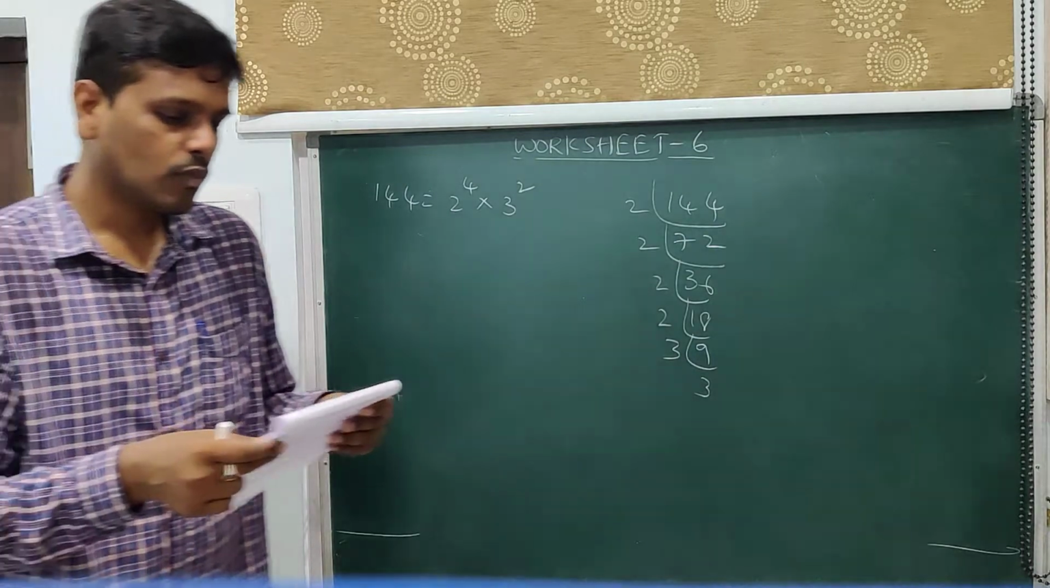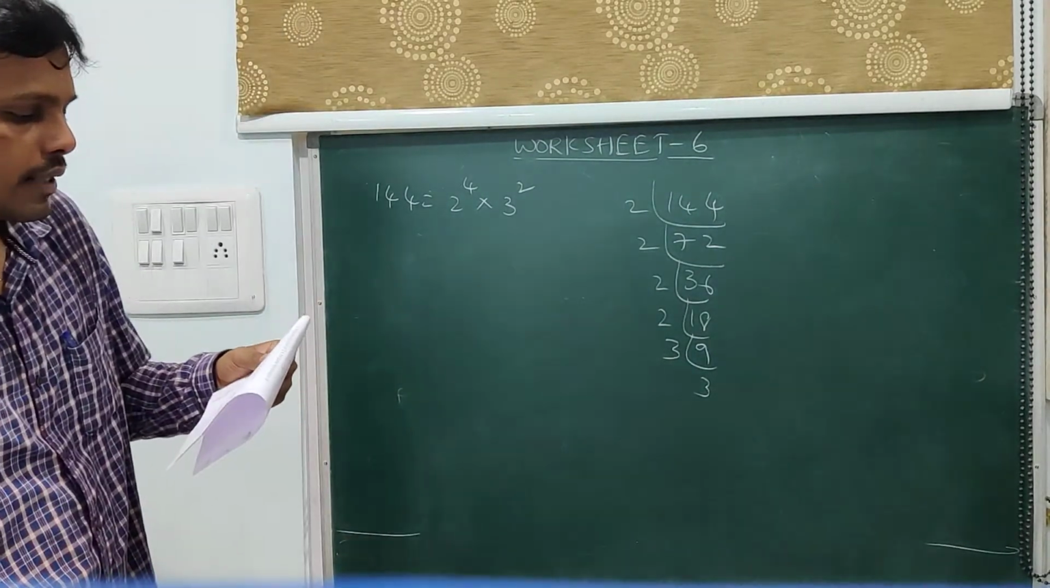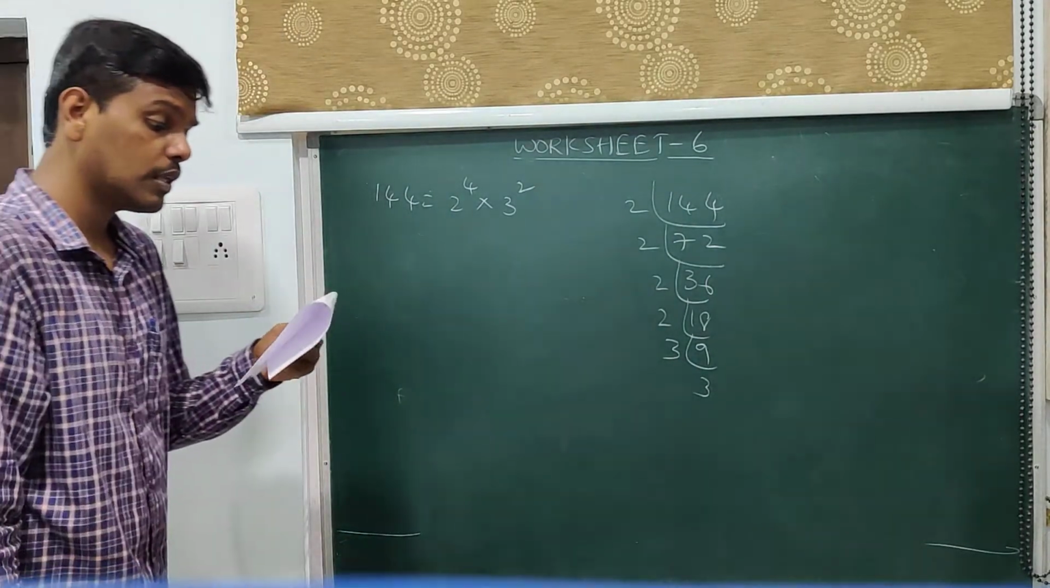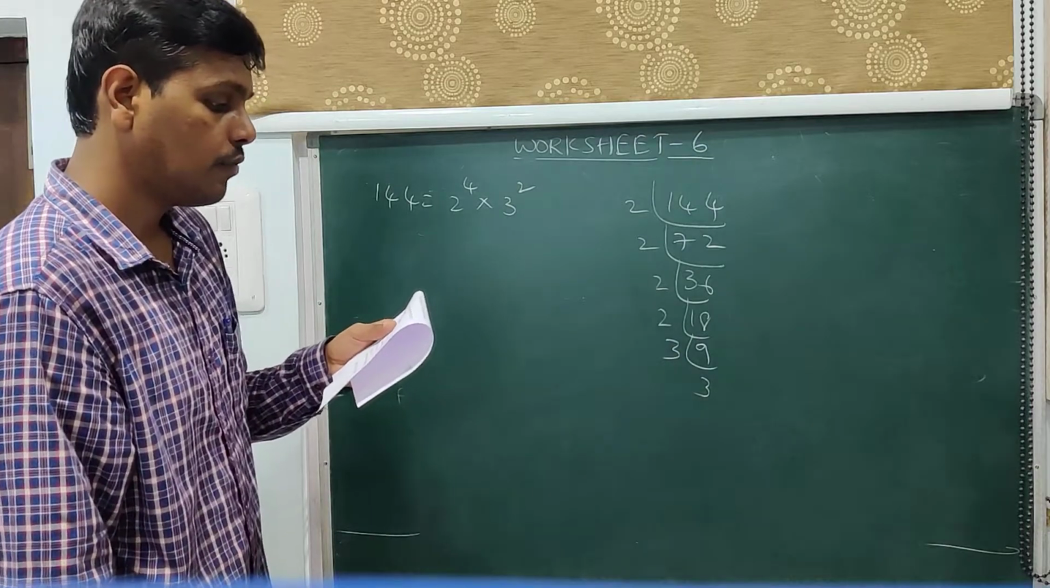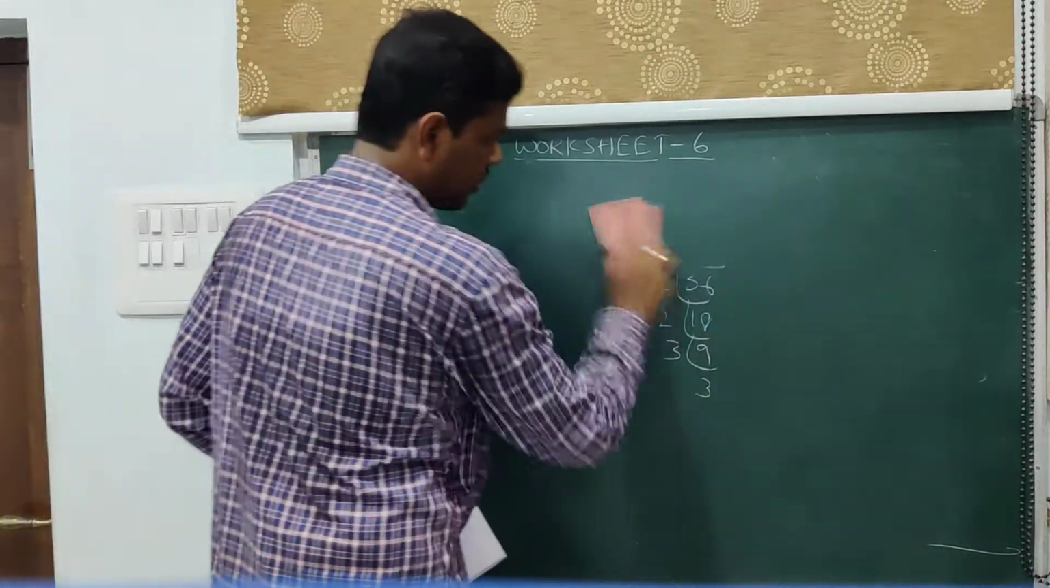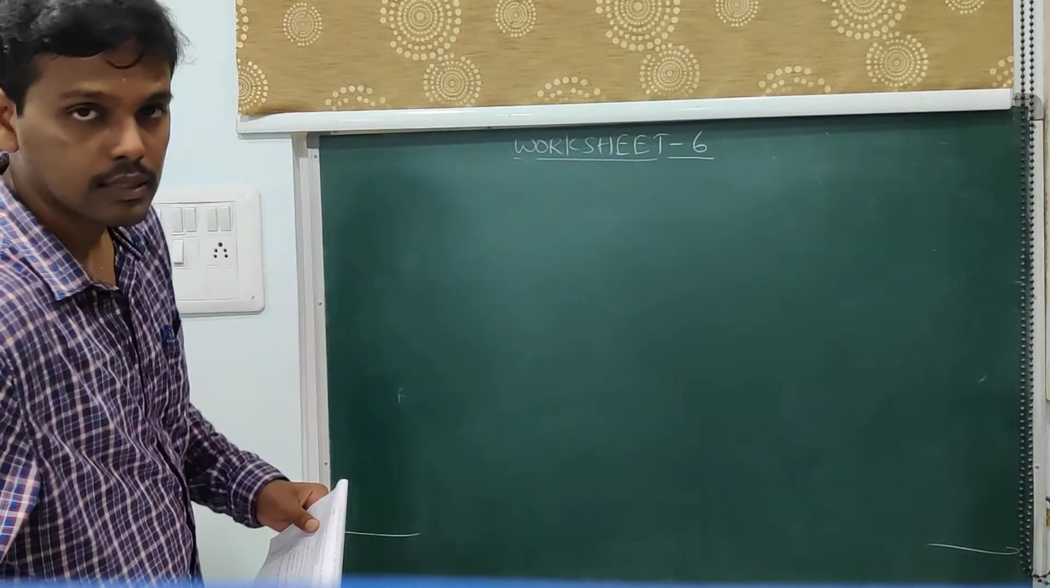Next, write the sum of the exponents of prime factors in the prime factorization of 98. So let's do the prime factorization of 98.